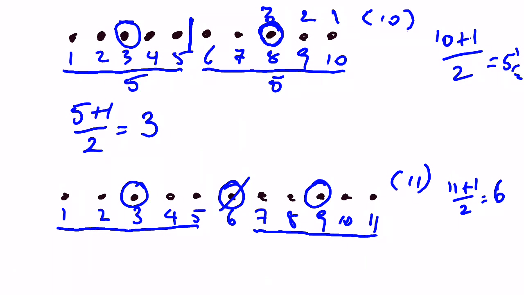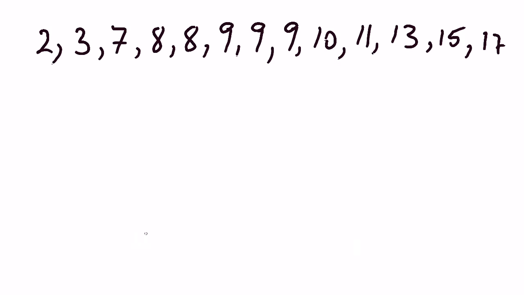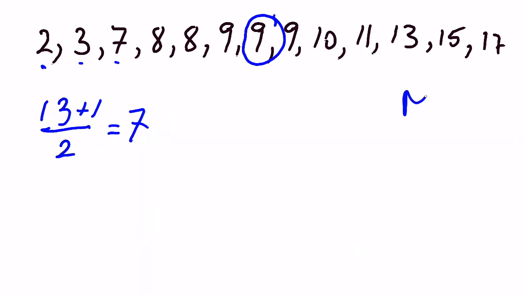Right, let's do an actual example with some numbers. First thing I need to do is I need to know how many numbers do I have. So I count them. 1, 2, 3, 4, 5, 6, 7, 8, 9, 10, 11, 12, 13. All right, so I've got 13 numbers. If I add 1, I divide it by 2, that gives me 14 over 2 is 7. So I need the 7th number for my median. 1, 2, 3, 4, 5, 6, 7. So my median is 9. That was easy.